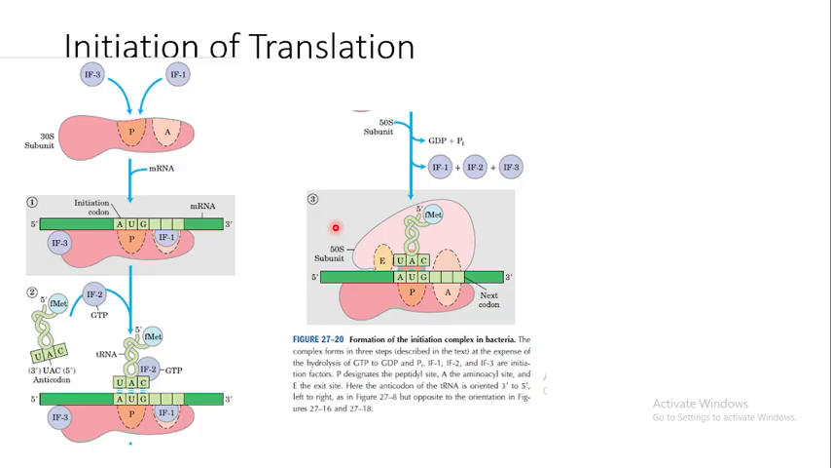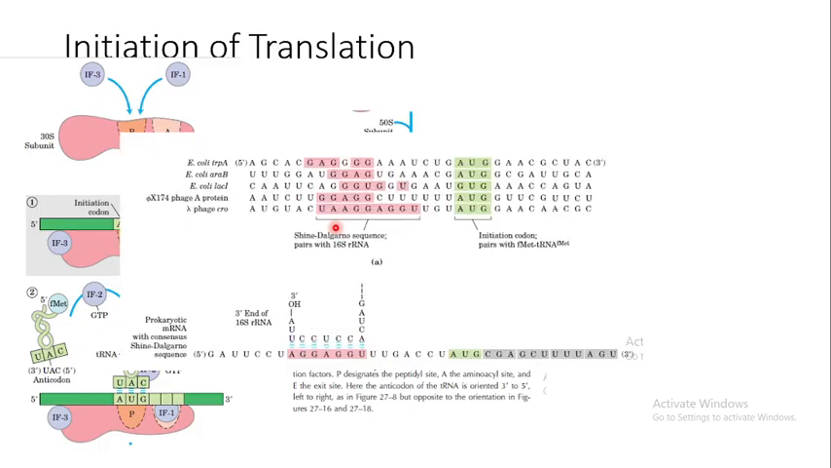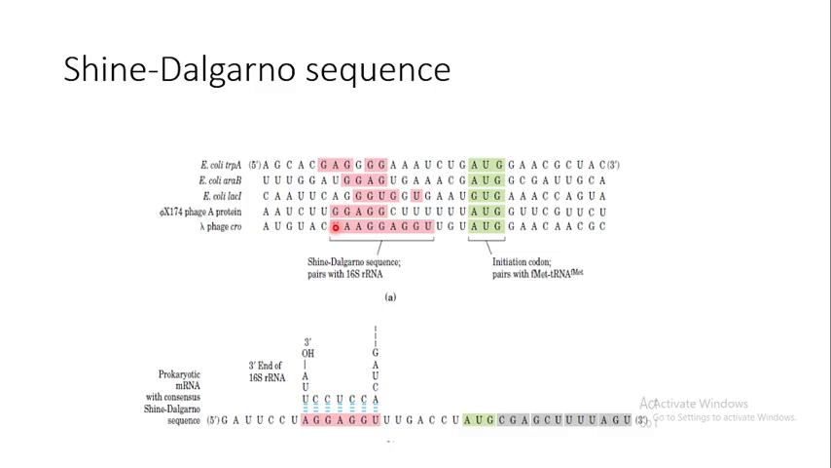Right. So now the translation has been initiated in the bacteria. Now we will see how the elongation steps take place. Right. So this is what we talked about, the Shine-Dalgarno sequence, which can pair with the 16S ribosomal RNA. The different genes of E. coli, or the mRNA of E. coli, like trp, ara, lac, right?